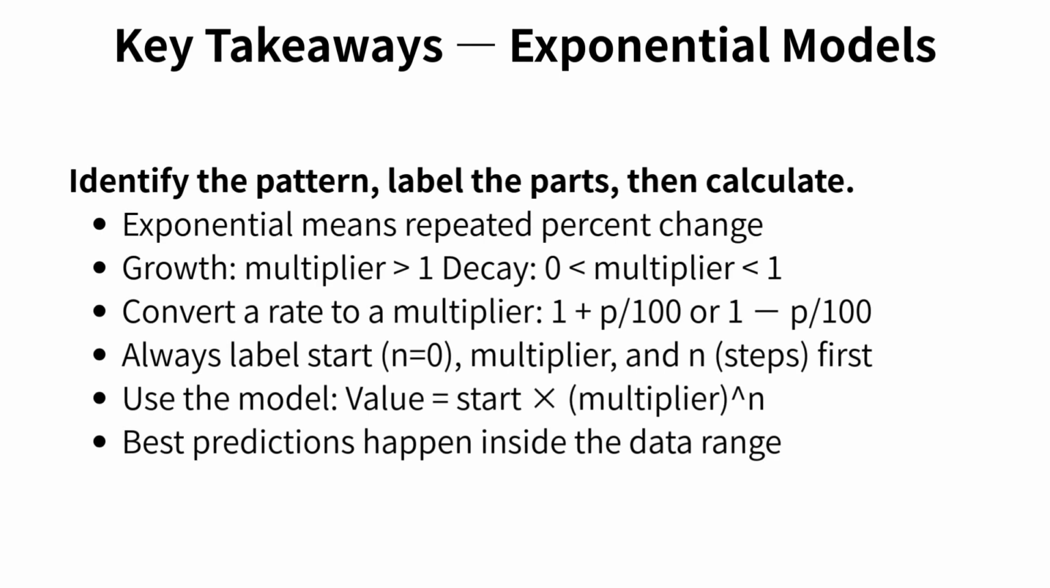Here's the big idea. Exponential change is percent change repeated over equal steps. So the multiplier tells the story. If it's greater than 1, you have growth. If it's between 0 and 1, you have decay. Before you calculate anything, pause and label the 3 pieces that control the whole model. The start value at n equals 0, the multiplier per step, and n, the number of steps. Once those are clear, the equation becomes automatic. Value equals start times multiplier to the power n.